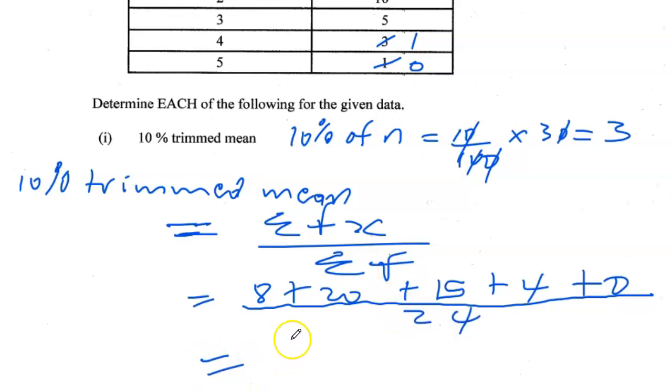Originally had 30. So the sum of fx is 8 plus 20 plus 15 plus 4, so we have 47. So this is 47 divided by 24. And I end up with 1.96. So 1.96.